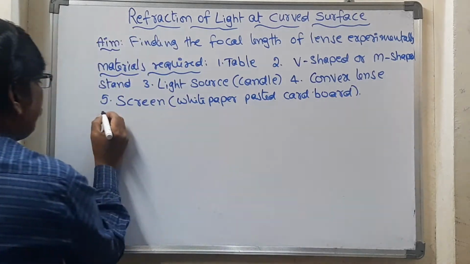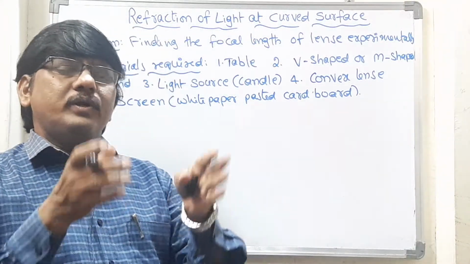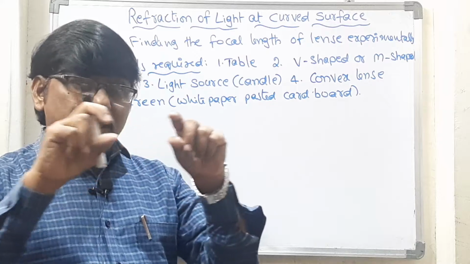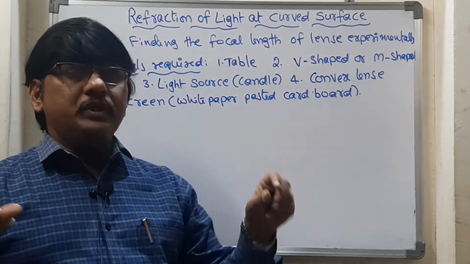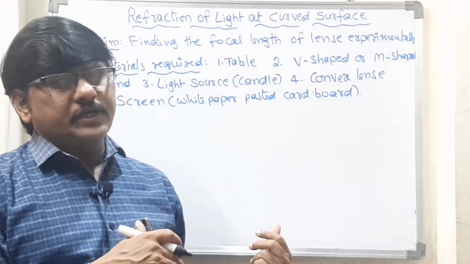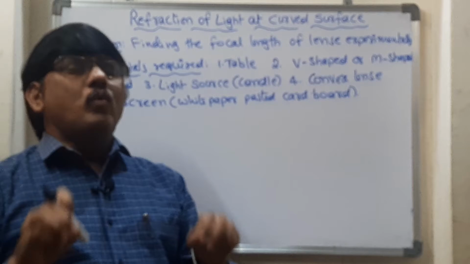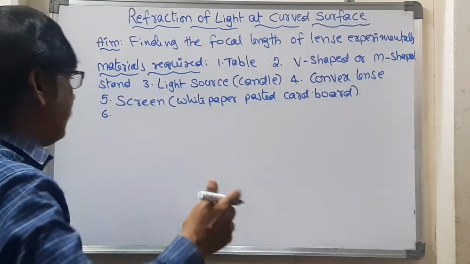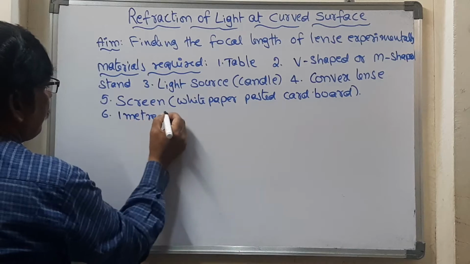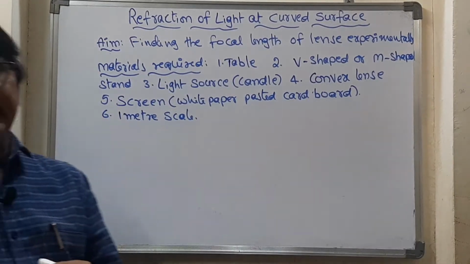And afterwards, the objects we place in front of the lens and the image distance have to be measured, which we call object distance and image distance. Those things we will discuss right now. To measure those, we need one long scale. So one meter scale we will take. So these are the materials required.